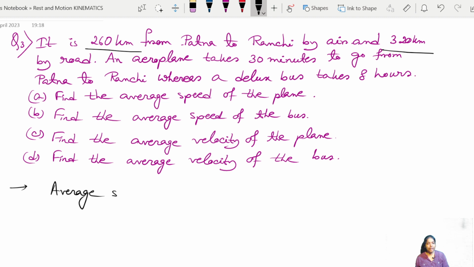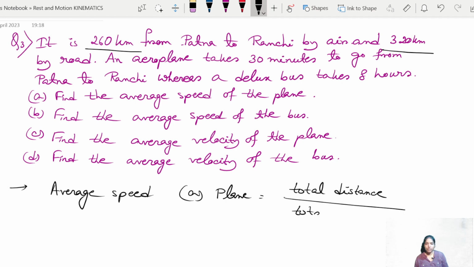For average speed, we have to find out the total distance travelled divided by the total time. So, average speed for the plane will be the total distance travelled by the plane divided by the total time. For the plane, the total distance is 260 km, and the total time it takes is 30 minutes.